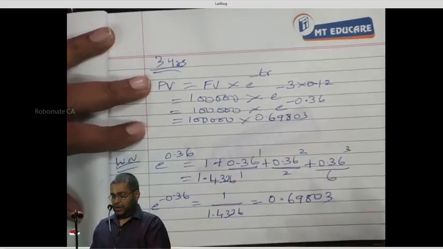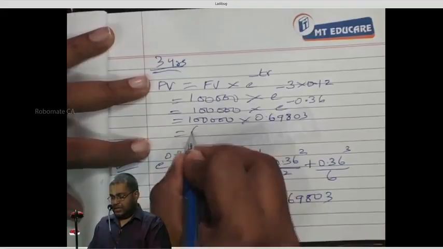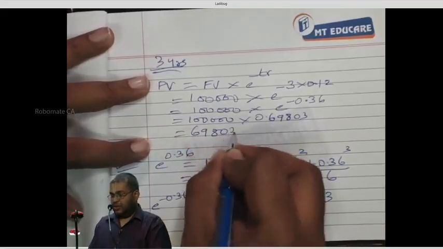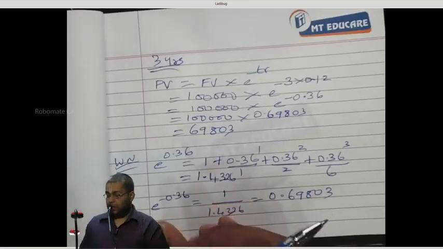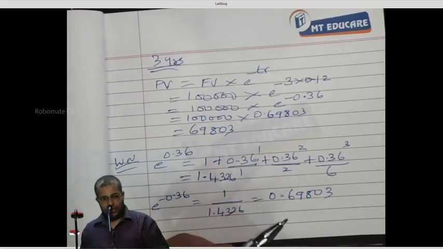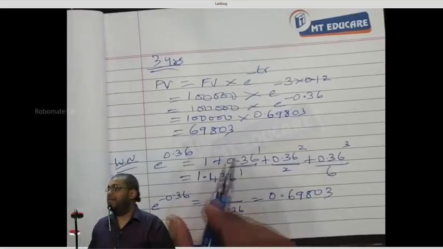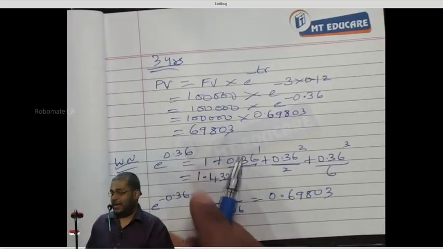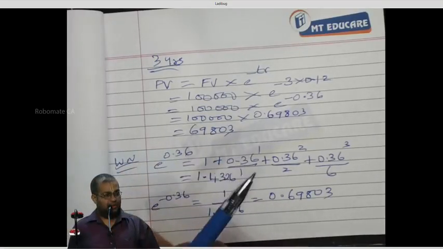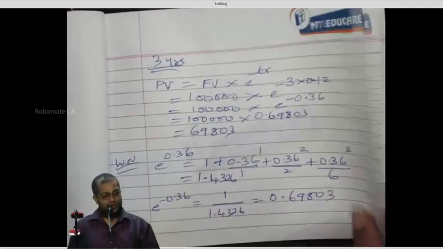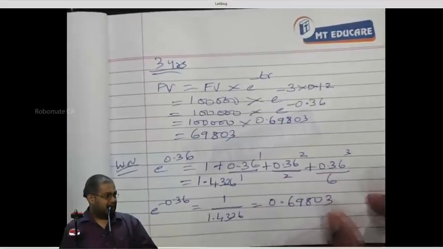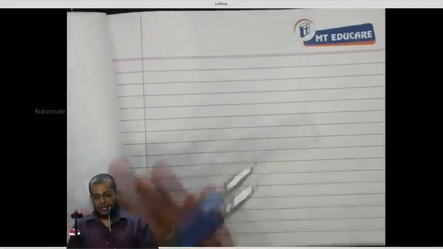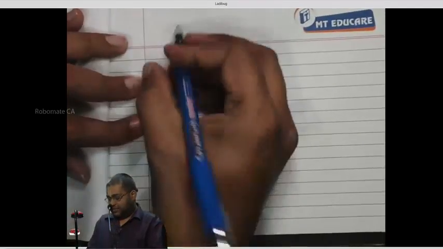So the answer is 1 lakh into 0.69803, which is 69,803. If I deposit 69,803 today for 3 years at 12% continuously compounded, I will get 1 lakh as maturity value. Respond yes or no? Next. I think you are all doing along with me. Can you turn the page or not? Next, 3 months. The last calculation is going to be for 3 months.